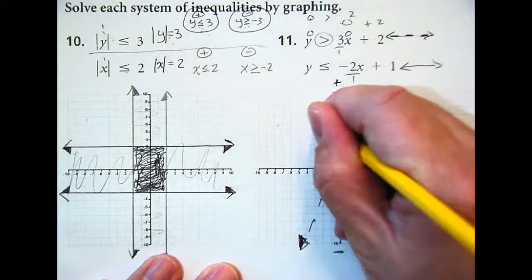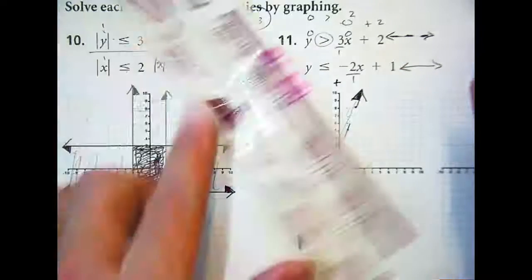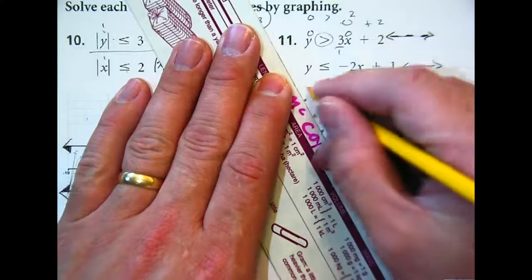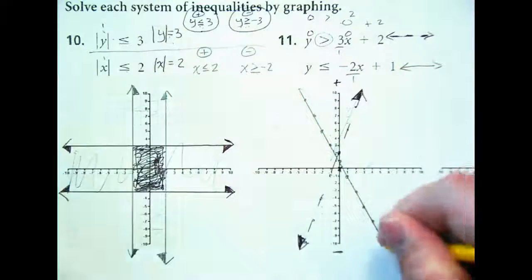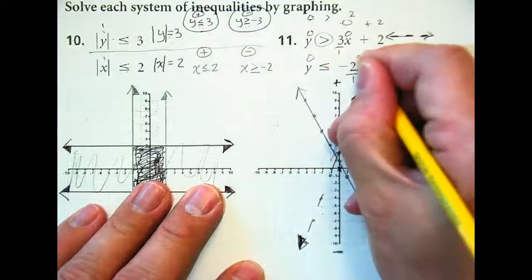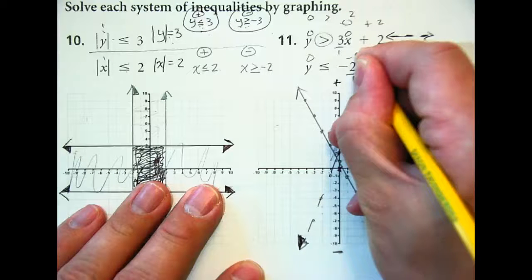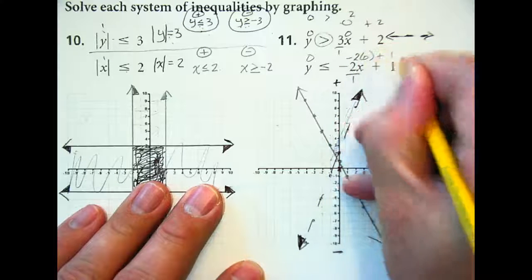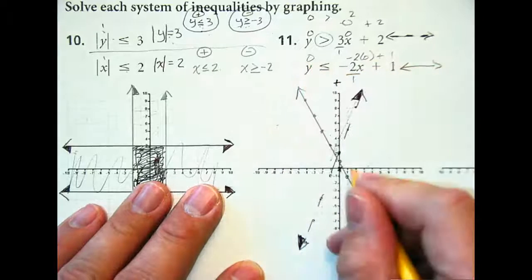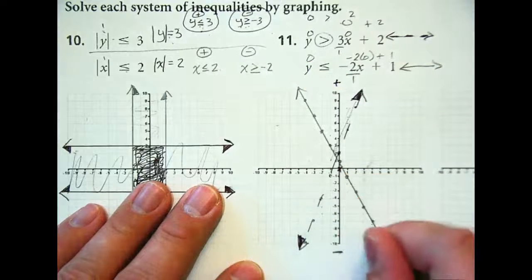All right. Make it a solid line this time. If I test 0, 0, 0 is less than -2 times 0 plus 1. So in this case, that's 1. Is 0 less than or equal to 1? Yes. Yes, so we shade towards 0, 0.